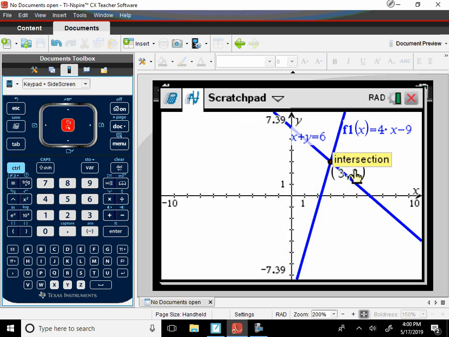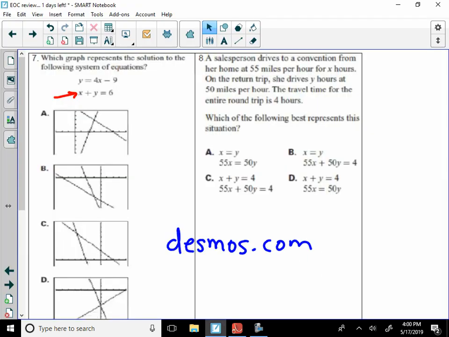So if you get asked, what is the solution? For this one, it's 3 and 3. 3 is x and 3 is y. So let's go find one of our answers that crosses at 3 and 3. 3 and 3. And I don't think that's in the wrong quadrant. That's in the, oh, this is the wrong quadrant.